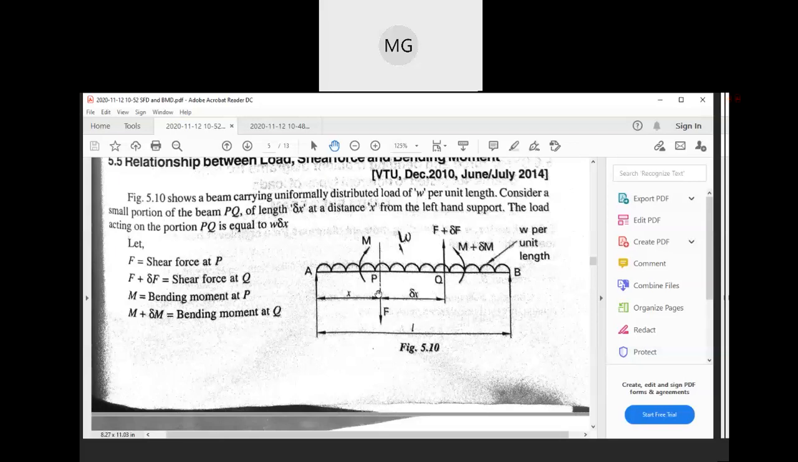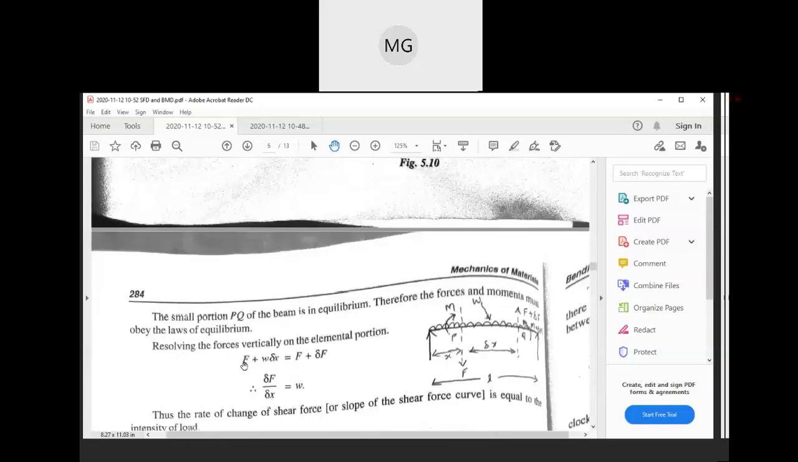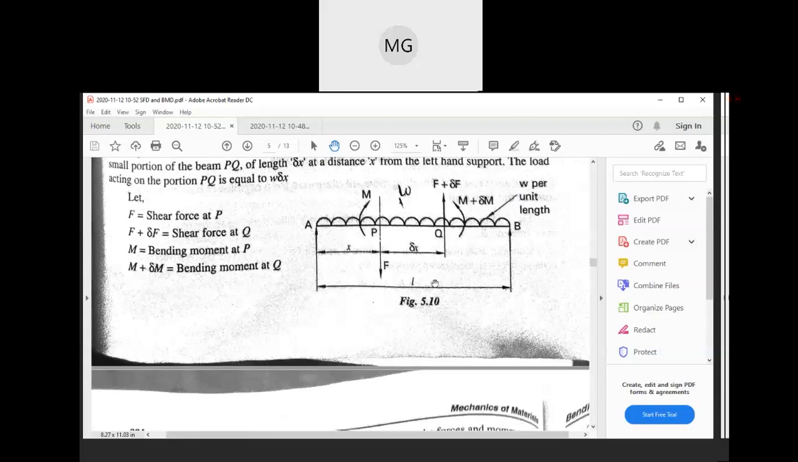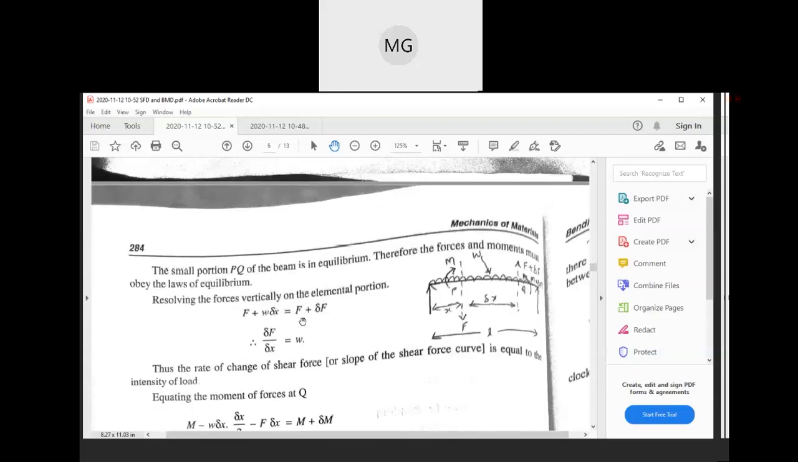So downward forces must be equal to upward forces. F is the downward force, W into dx is the downward force, so that must be equal to the upward force, F plus dF. Okay. So when it is equal, now when you simplify this, F and F get cancelled. So only W is equal to delta F by delta x.